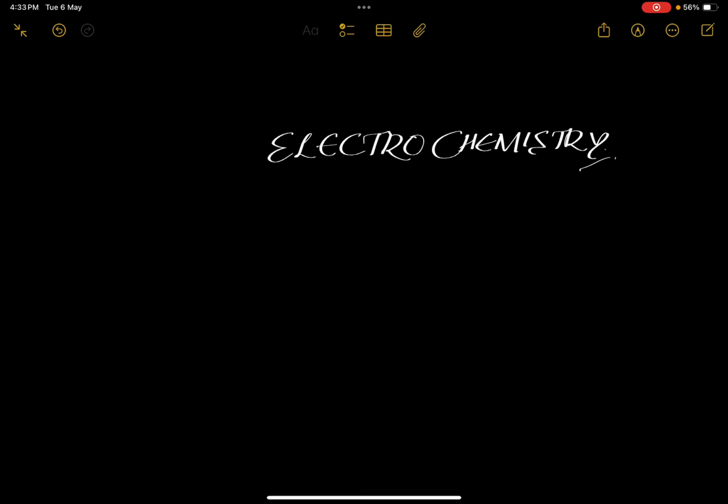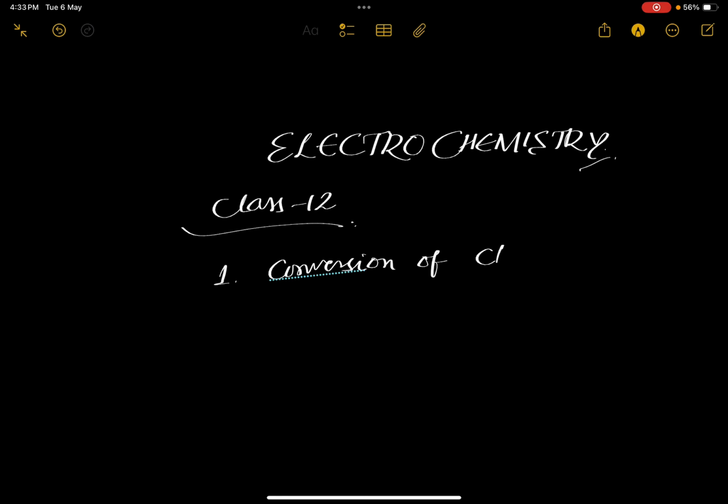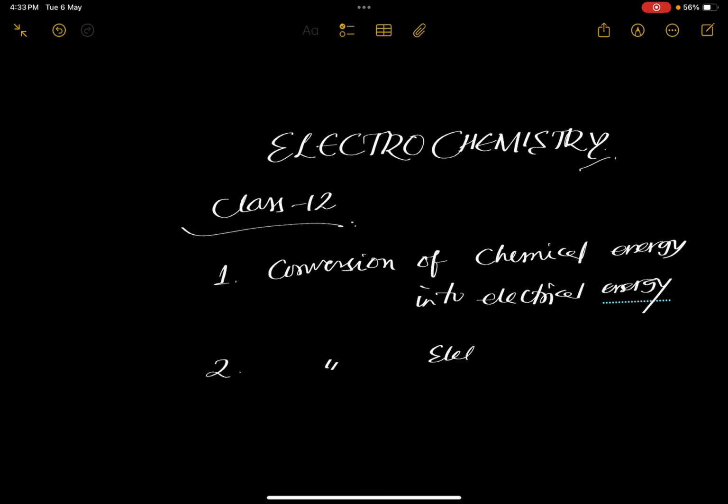Electrochemistry. Class 12, one of the very important physical chemistry chapters is electrochemistry. In electrochemistry, we actually deal with two types of things. One is conversion of chemical energy into electrical energy. Second is conversion of electrical energy into chemical energy.